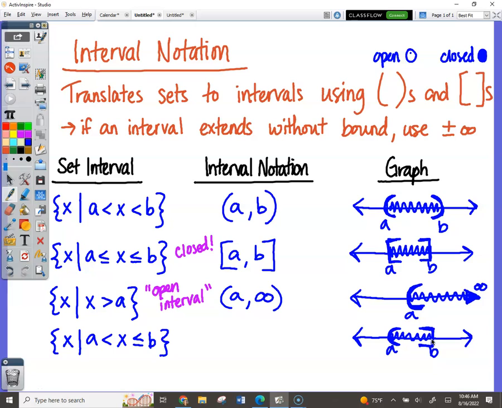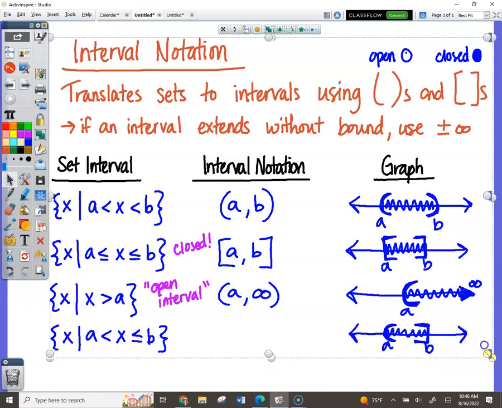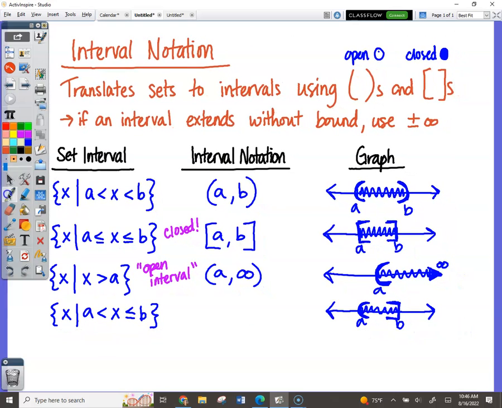So if you were using circles, you would have an open on the left and a closed on the right. So it can't be A, but it could be B. Right. So if I said, is A in this interval? The answer is no. If I said, is B in this set? The answer is yes. Here's what it looks like in interval notation. It's as simple as from A to B, parentheses on A, bracket on B.